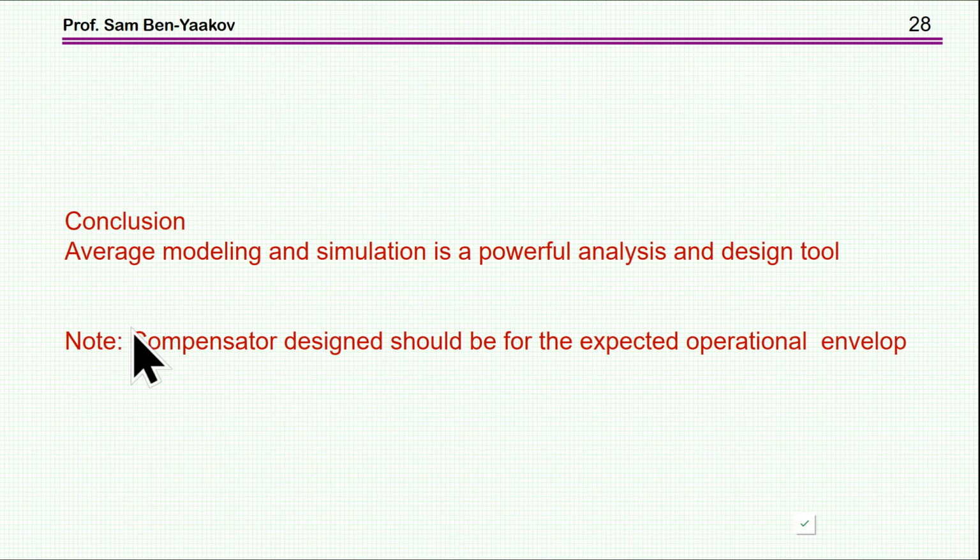So what is the conclusion here? Average modeling and simulation is really a powerful tool for analysis and design. I tried to show that you can build an average model of a DCM peak current mode converter very simply. One should be aware, of course, that a good practice is to design the compensator over the expected operation envelope. I've shown the response at one operating point, and of course one has to look at the extreme points and make sure that throughout the envelope the system is behaving as required.